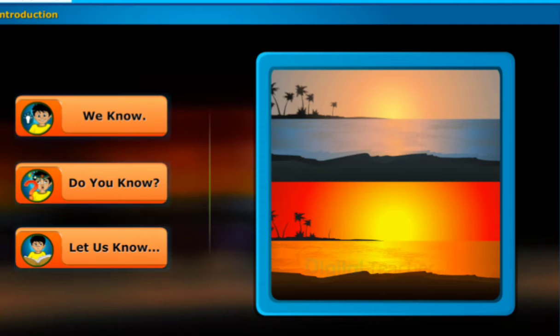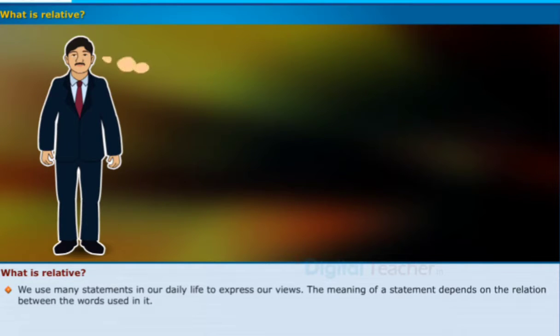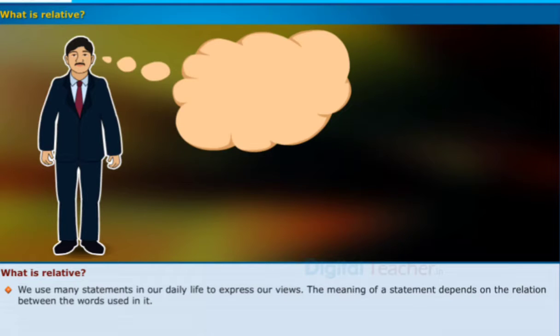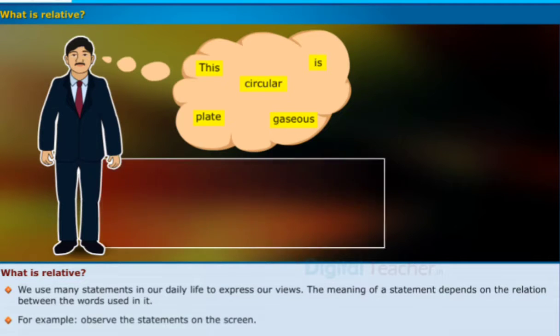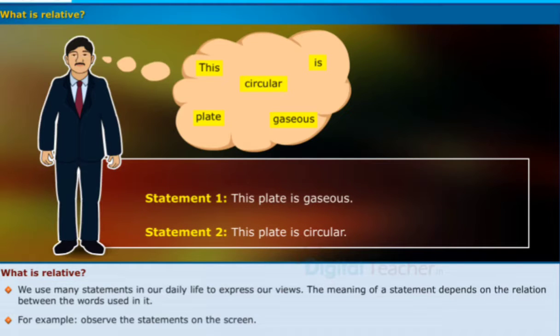Introduction. What is relative? We use many statements in our daily life to express our views. The meaning of a statement depends on the relation between the words used in it. For example, observe the statements on the screen. The words have a perfect individual meaning. Both the statements are constructed using the above words.